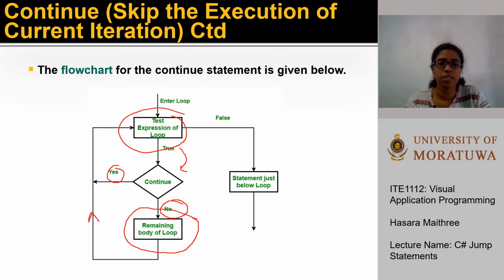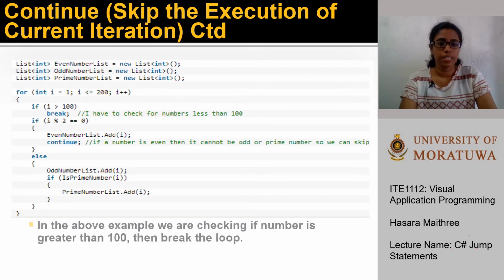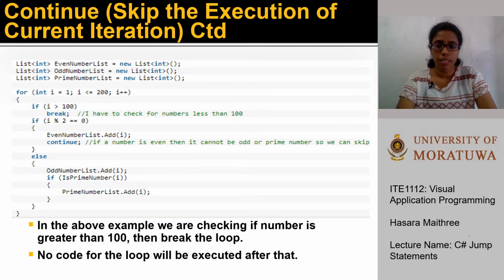So now you understand the difference between the continue statement and the break statement. If this is a break statement, then when the condition for the break statement is true, we will terminate the whole loop. But in a continue statement, when the condition becomes true, we only terminate the execution for the current loop iteration. So that is the difference between the break statement and the continue statement. Now let's look into an example of the continue statement.